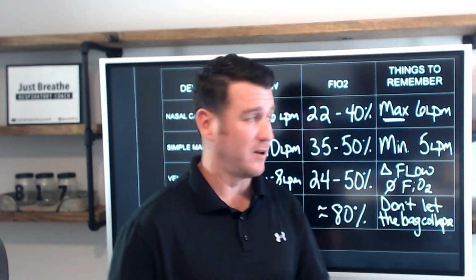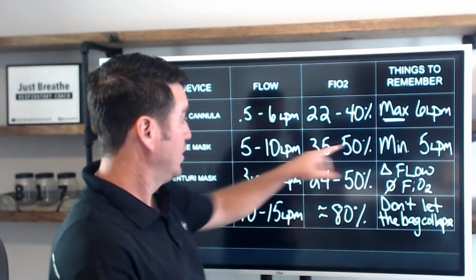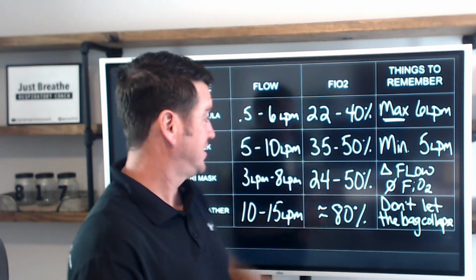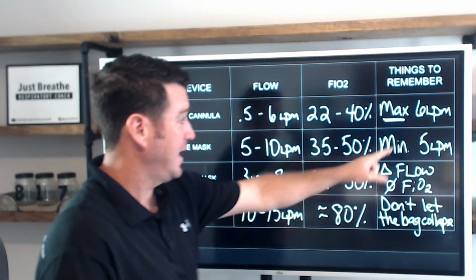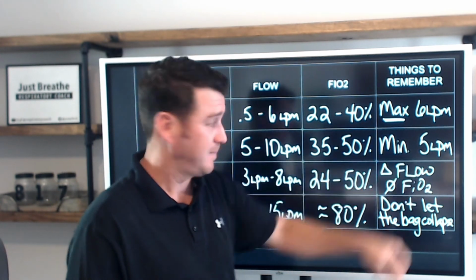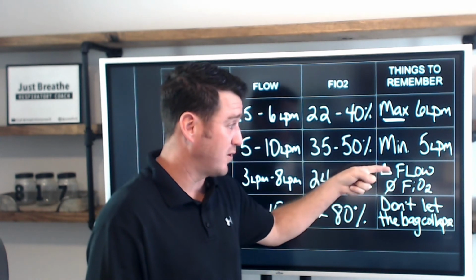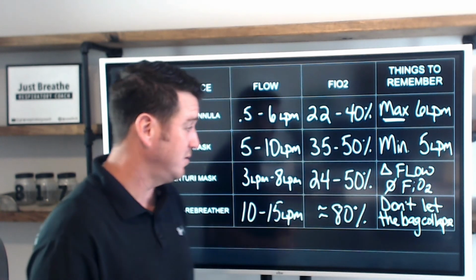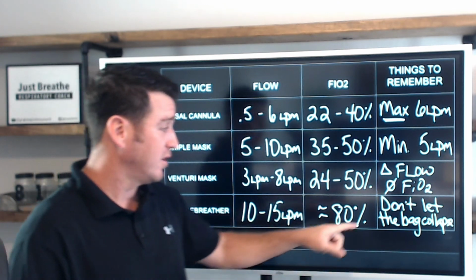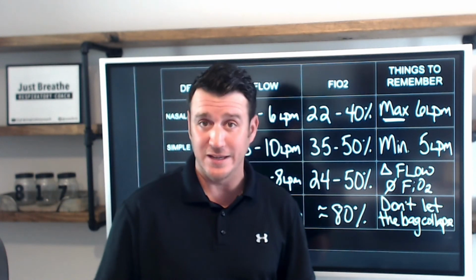Okay, so let's just recap here real quick. The nasal cannula, don't put it above 6. The simple mask, keep it greater than 5. The Venturi mask, don't forget that changing the flow on the flow meter will not change the FiO2. And when you're working with a non-rebreather, we don't ever want the bag to fully collapse.